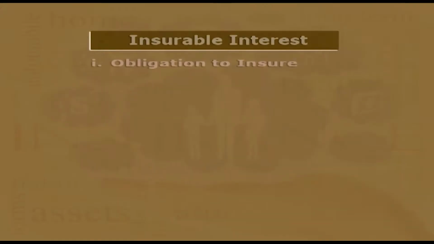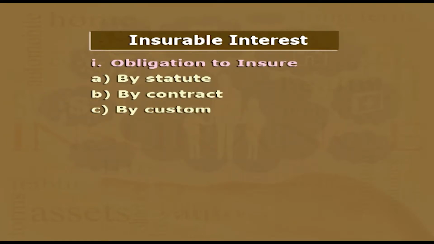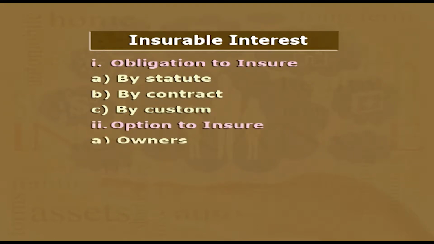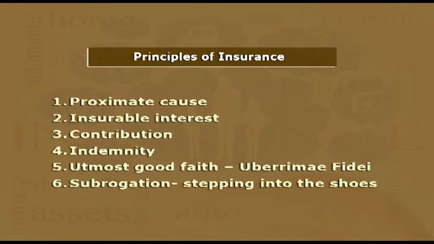Insurable interest may be created either by number 1, obligation to insure, which comes by A. statute, B. by contract and C. by custom. Number 2, option to insure, which comes by A. owners, B. mortgagors, C. lessor, D. trustees or E. tenants.